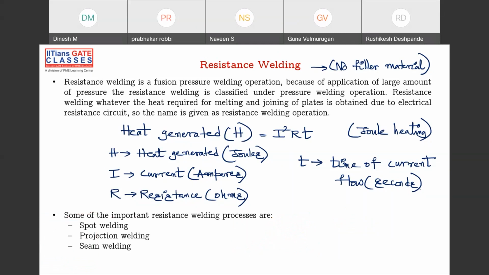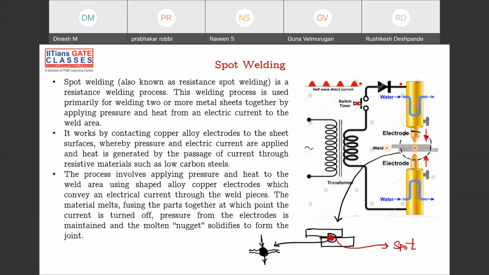Okay. So some of the important resistance weldings are spot welding, projection welding, and seam welding. We'll be discussing these. Fine. So we'll be discussing spot welding. You see the setup, with the transformer, secondary coils, all these things. Somehow you're trying to allow the current to pass.